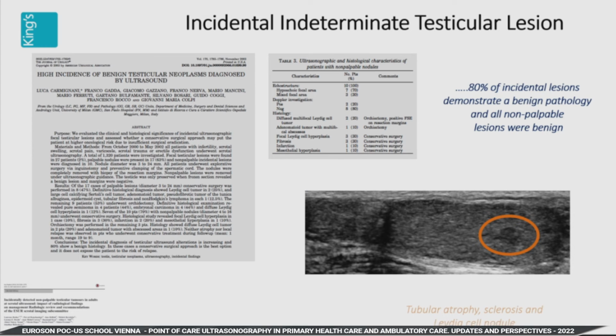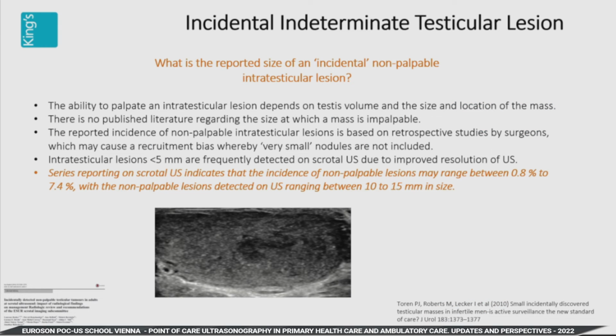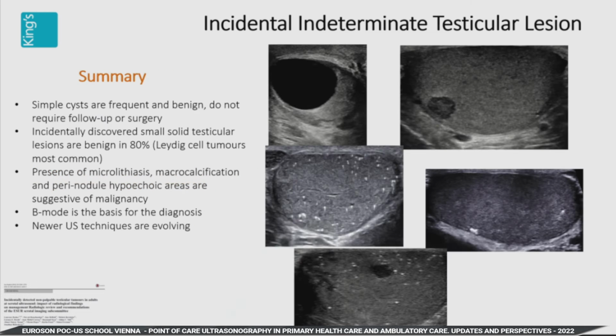So what is the size of an incidental lesion that's non-palpable? There's a lot of argument about this, and these are older papers now, and ultrasound is changing all the time. This is a paper from 10 years ago where they suggested that a non-palpable lesion may be between 10 and 15 millimeters in size. Well, we're seeing them down to 2 or 3 millimeters now. What are you going to do with a lesion that's only 2 millimeters in diameter?